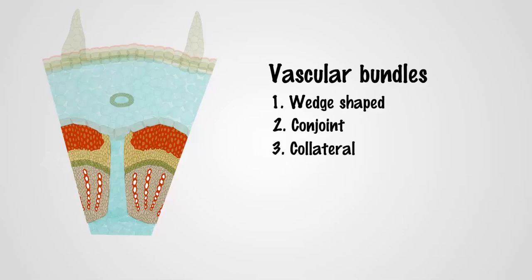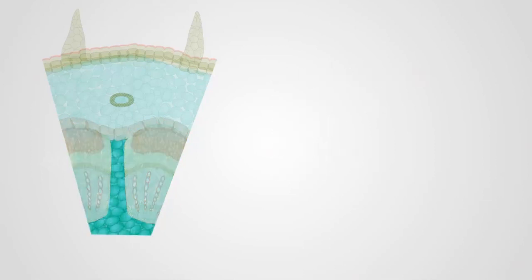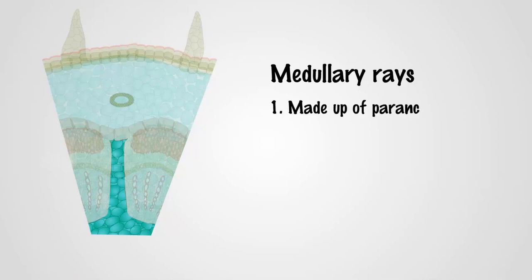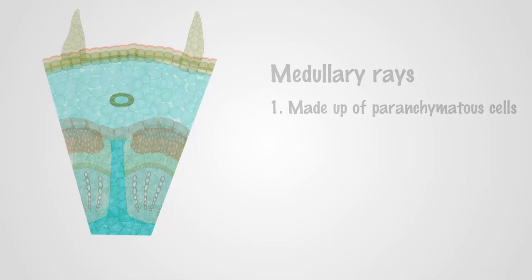Collateral, that is, phloem lies towards the outer side and xylem occurs towards the inner side. And open, that is, cambium is present between phloem and xylem. Medullary rays are made up of parenchymatous cells between the vascular bundles.